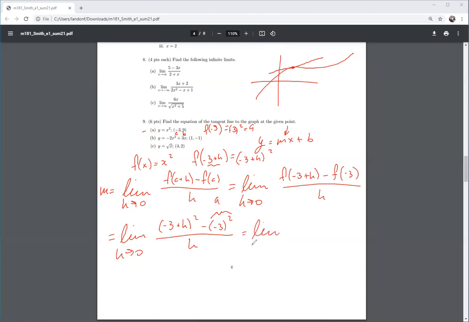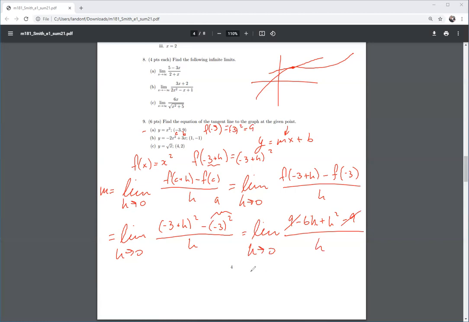Yeah, so now we want to simplify this a little bit. So factoring or distributing this out, I think we'll get 9 minus 6h. I'm kind of skipping some steps if that's all right. Correct me if I'm wrong, but I think that's what we get. And then minus 9 all over h.